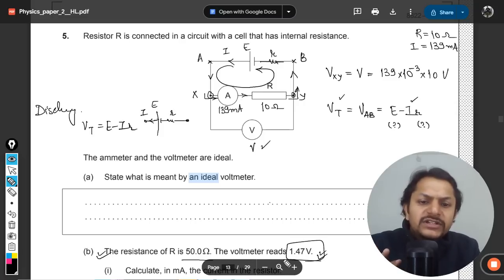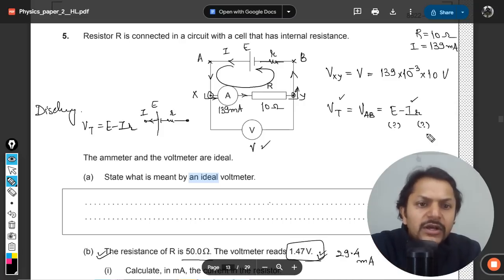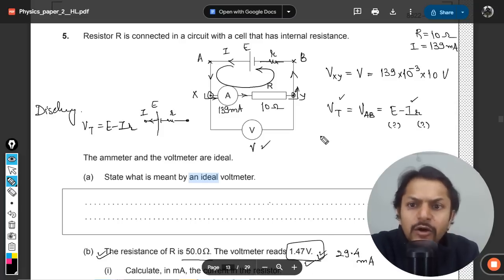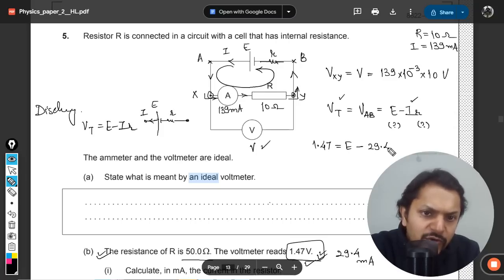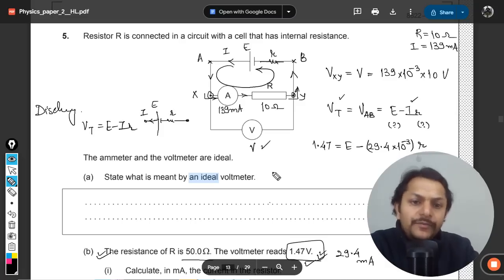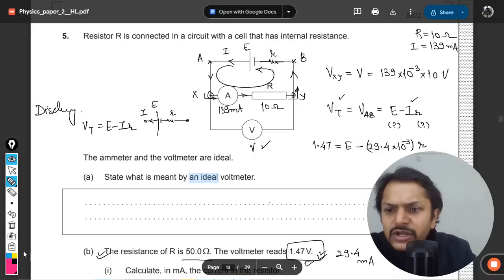So the voltage is given and the current is 29.4 milliampere. Vt is given as 1.47. So I have two equations now. One equation will be this. Another equation will be 1.47 is equal to E minus 29.4 times 10 raised to power negative 3, which is the current, into R. And this value can also be substituted.